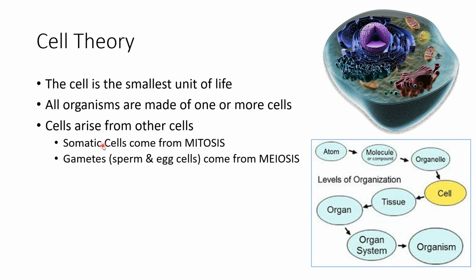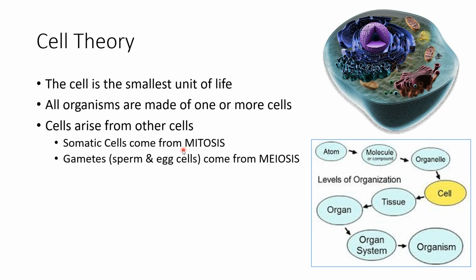So first of all, let's talk about what is a somatic cell. A somatic cell is any cell in the body except sperm and egg cells. So it's a liver cell, it's a skin cell, it's a blood cell, any cell in the body except a sperm cell or an egg cell. Those would be considered somatic cells. Keep in mind, soma means body.